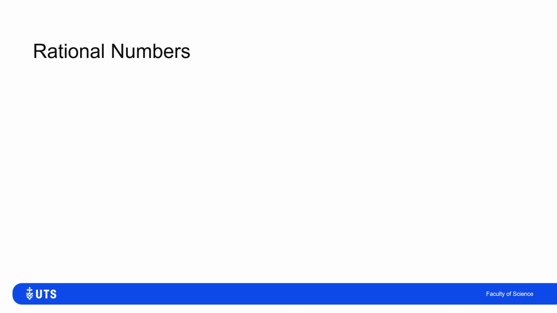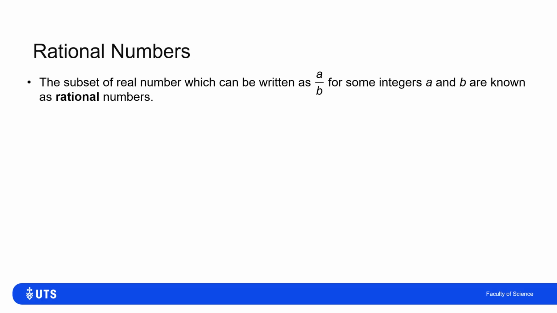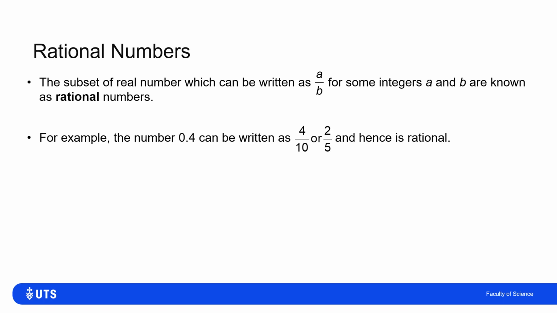Again, another topic that hopefully might take your mind back to some of your earlier studies in maths is the study of rational or irrational numbers. So the subset of real numbers that I can write as an integer divided by an integer is the set of rational numbers. So for example, 0.4 would be rational. I could write that as 4/10, 2/5, 40/100. There's not necessarily a unique way of writing them, but it can be written in this form.